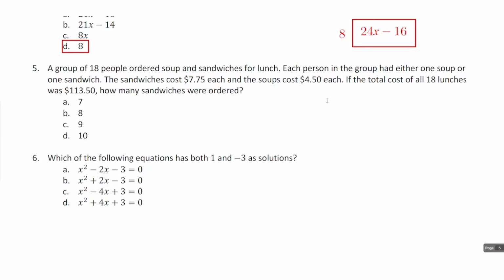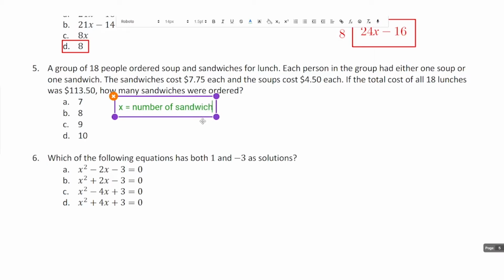So there are going to be two equations that we can set up here. The two variables that we want to use are going to be the number of sandwiches and the number of soups. And we know that at least the number of sandwiches has to be a variable because that's what it's asking for. So I'll just say, since they both start with S, I'll just use X and Y. So I'll let X be the number of sandwiches, and I'll let Y be the number of soups.